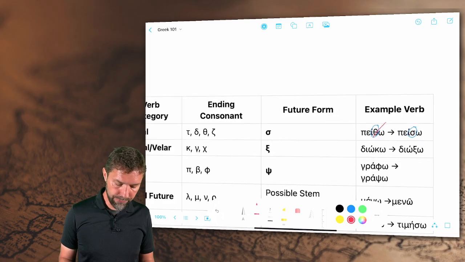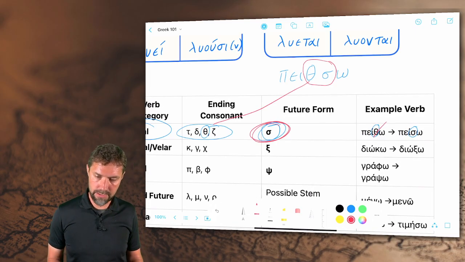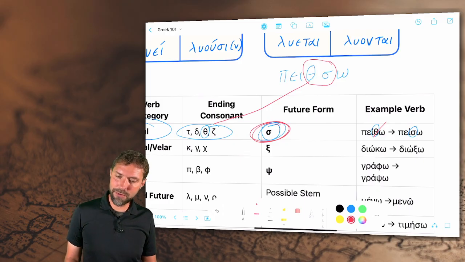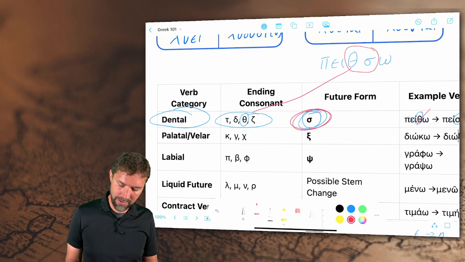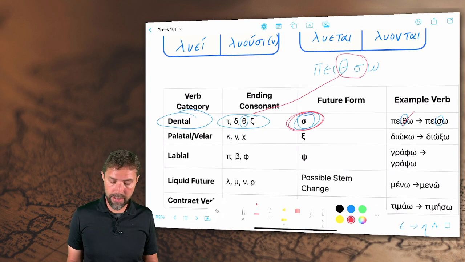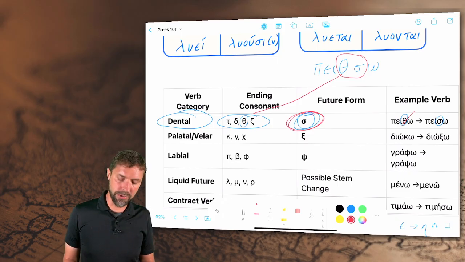Okay, so you do have to remember ta, da, tha, za, but you can actually just remember those as the dentals. At this point, I have them memorized, but when I learned these, I just thought about, okay, does the ending sound, is it formed by using my teeth? Okay, so is s. And so it just turns into s, peso.